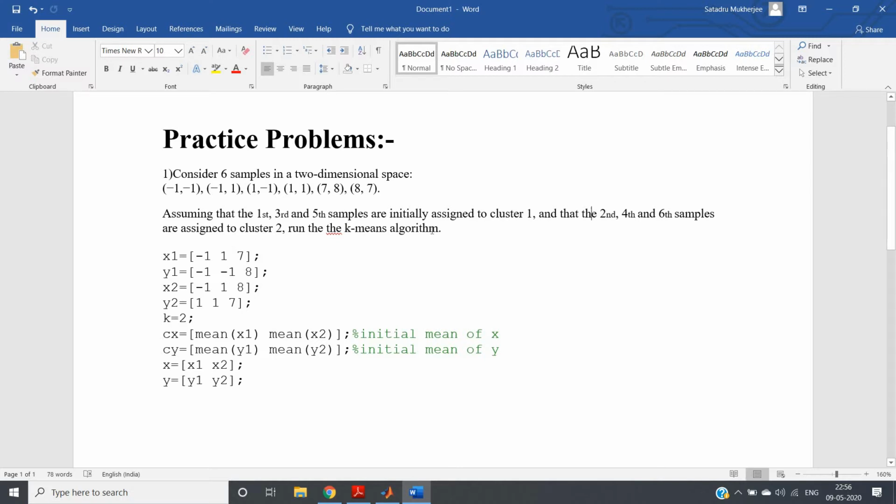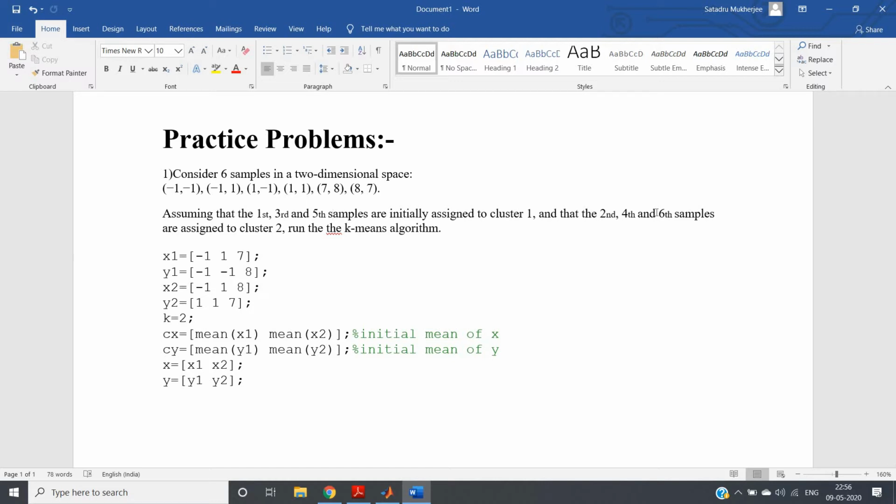Run the K-means algorithm. Now solving this particular problem is easy, but according to our previous video our algorithm required X and Y coordinates along with the initial means. Now the problem is that initial means are not mentioned. So what to do? Here, instead of initial means, they are basically making a first iteration kind of thing: the two clusters are made using the 1st, 3rd and 5th, and the 2nd, 4th and 6th samples, right? Using this we can compute the initial mean.